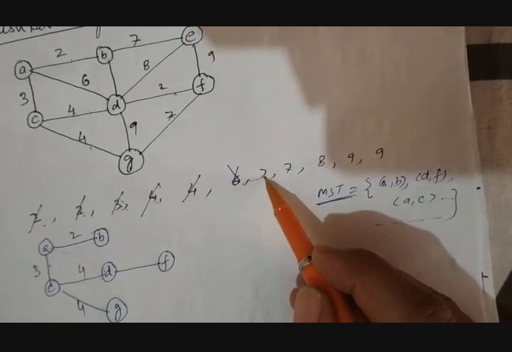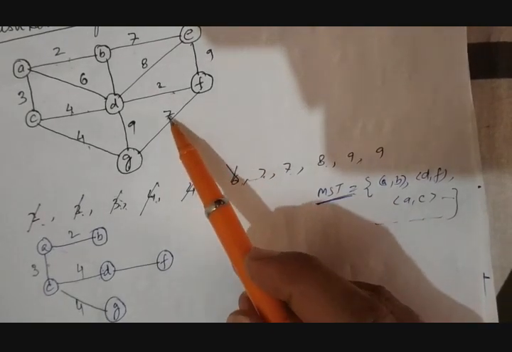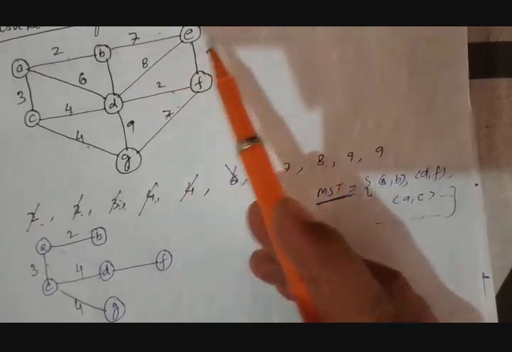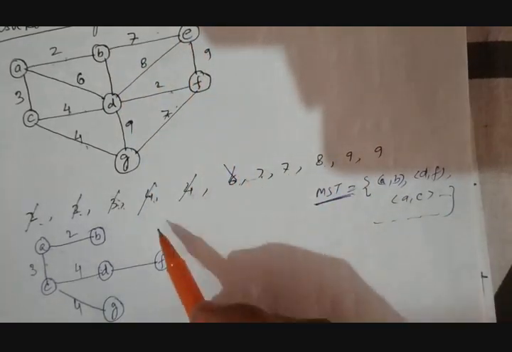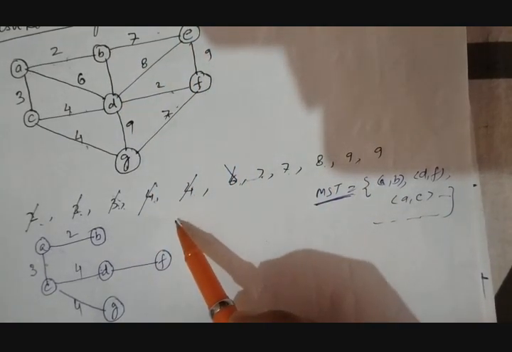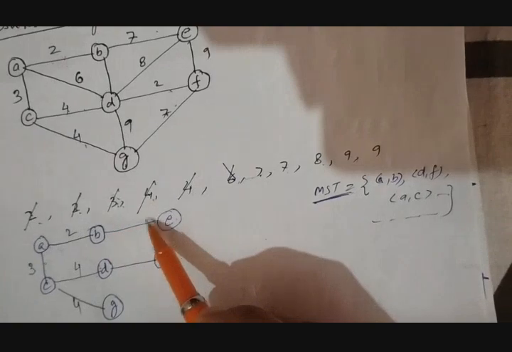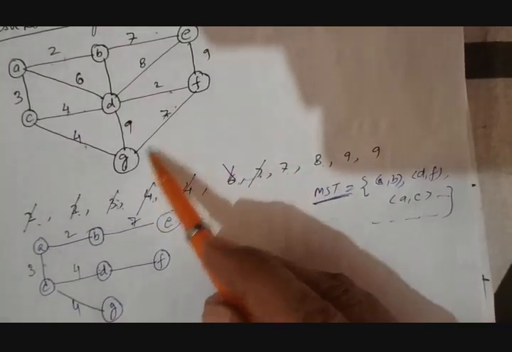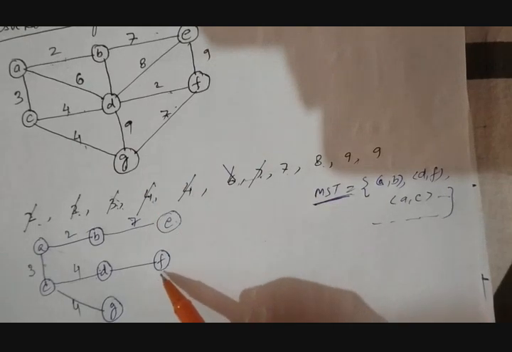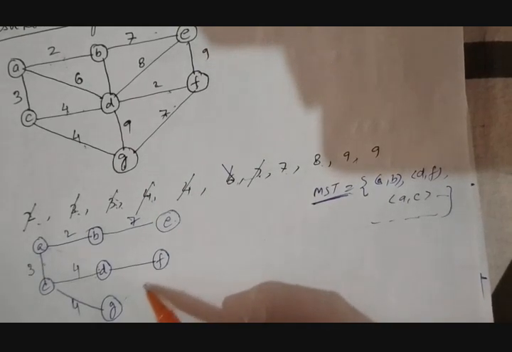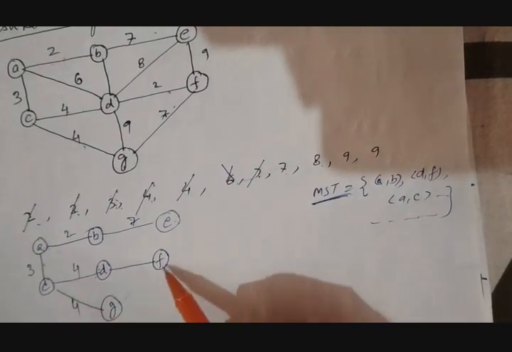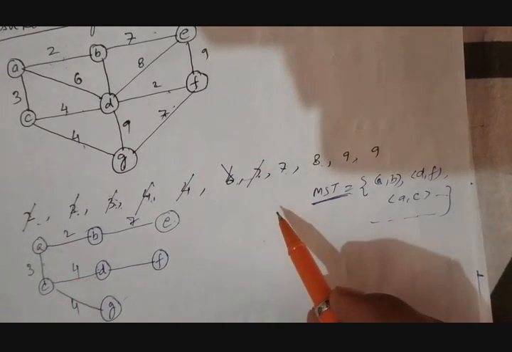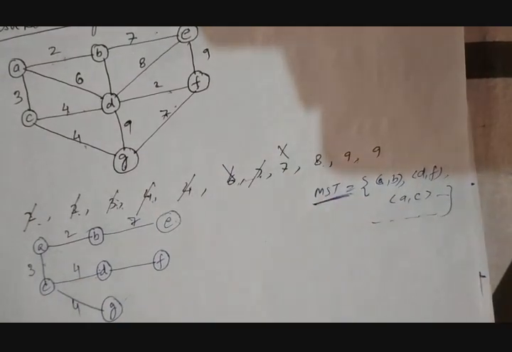Now next is 7. There are 2 edges, and this is also 7. Suppose we are taking this one. Is this making a loop? No, it is not making a loop. So this will be considered over here. Now the next 7 is this one, F and G. Is this making a loop? Yes, it will make a loop like this. So it will be discarded and not considered.